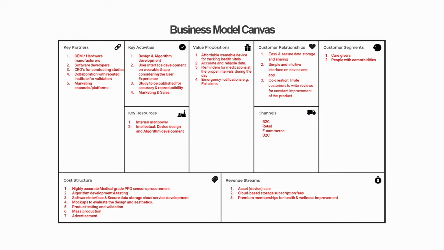So, from a value proposition standpoint, we are looking at an affordable wearable device for tracking healthcare vitals. This is the first value proposition, affordable. Second is accurate and reliable data. So, accuracy is the second value proposition. Reminders for medications at the proper intervals during the day. So, this is one of the gain creators or painkillers, you could say, majorly gain creators. So, which is basically reminders for medication.